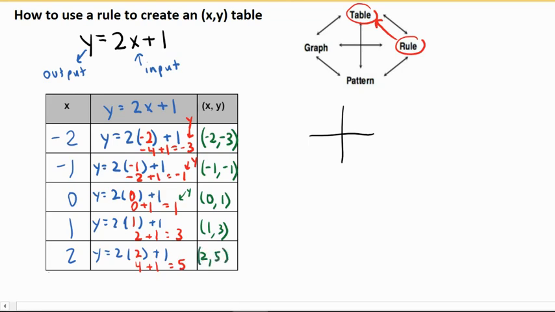So again, to recap, we are plugging in a number for the input right here, so the number over here. And then once we plug that in, we figure out what the answer is, and that tells us the value for y. And then we have a coordinate point in the column to the right over here.